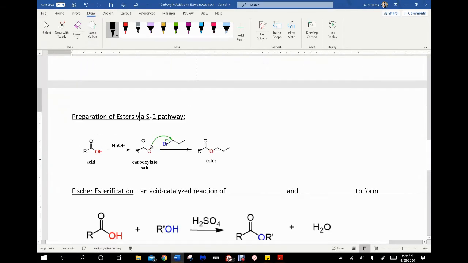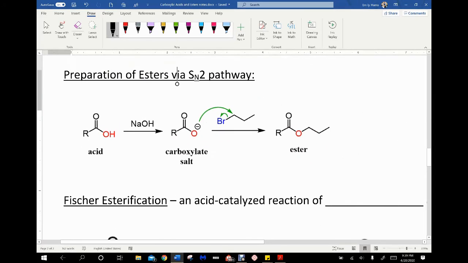So there are a few different ways that you can make an ester. One of them is by using a substitution reaction, where you can do kind of an SN2 pathway where everything happens in one step. So first, you use a base like sodium hydroxide to deprotonate, or remove the hydrogen from, the acid part of the molecule. Then what you're left with is a carboxylate salt, and that just means you now have an ion, that oxygen with a negative charge.